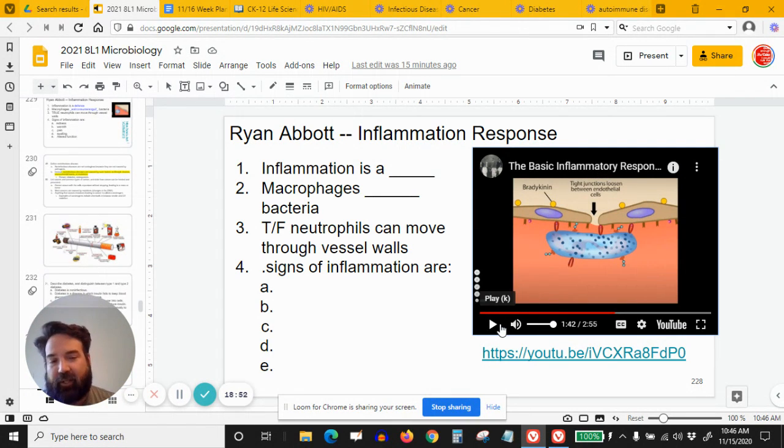I know there's a lot of words they're throwing out. All I want you to kind of know is the basic process and what inflammation is. Don't worry about remembering all these sciencey words.